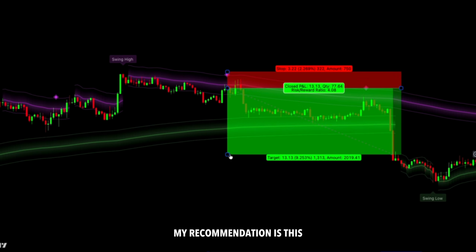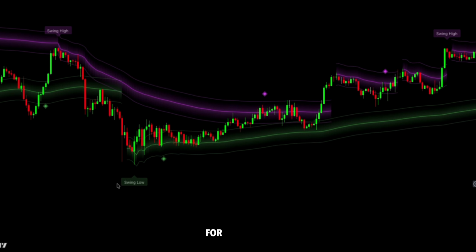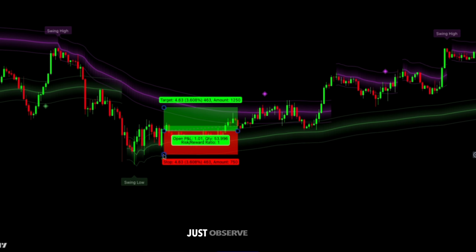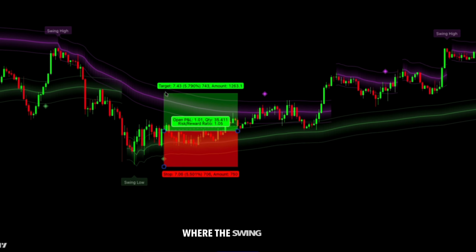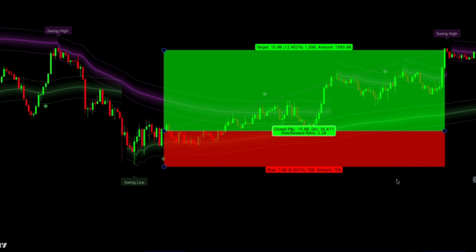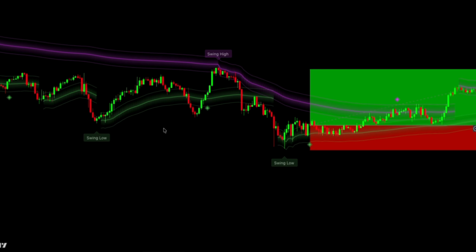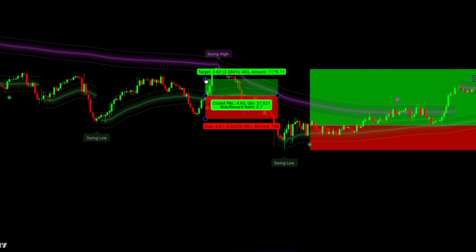My recommendation is this. Start by loading the indicator on your charts and just watching it for a week or two. Do not take any real trades yet. Just observe how the bands adapt, where the swing labels appear, and how price reacts to the signals. Get familiar with the visual language of the tool, then start paper trading the trend continuation strategy. Take every signal that meets the criteria and track your results.